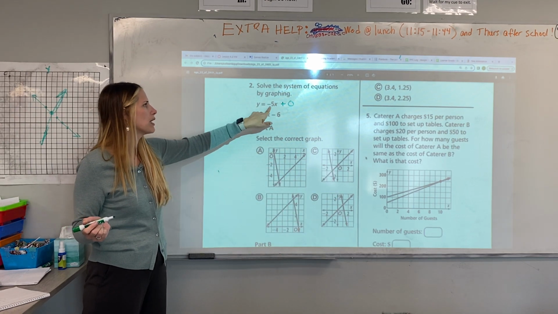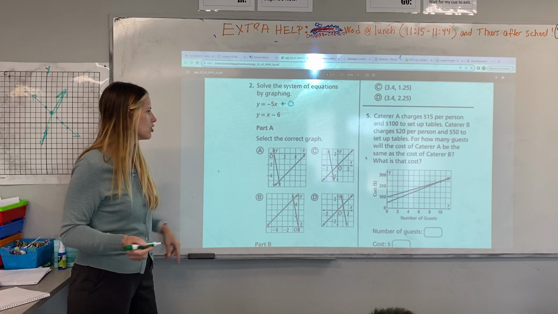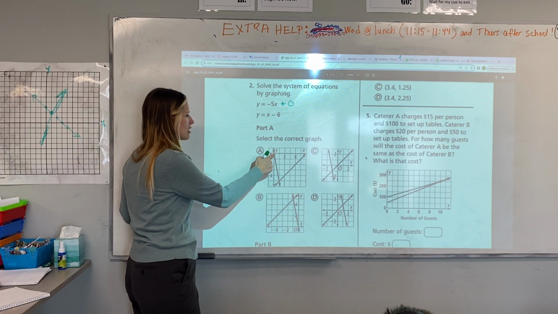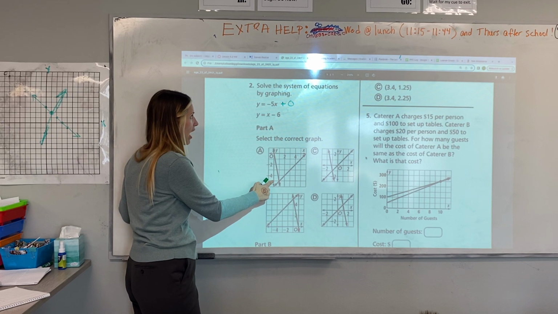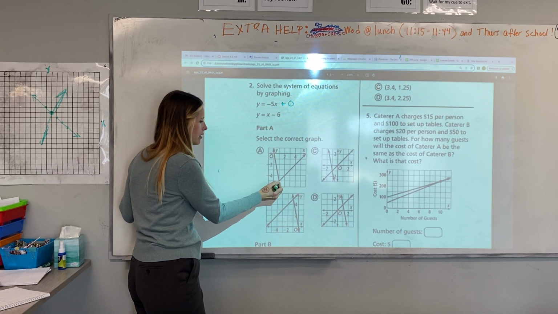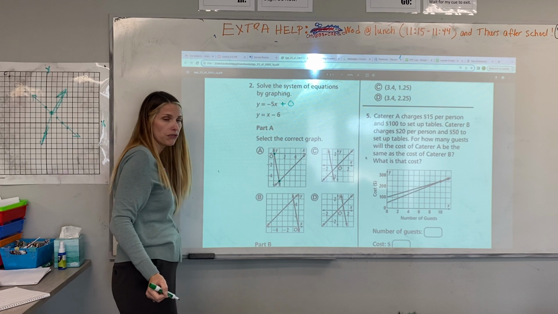Let's look at the slope. Negative 5 over 1. So from the y-intercept, we go down 1, 2, 3, 4, 5, and then over to the right 1. Does that work? Yeah. So far, so good.